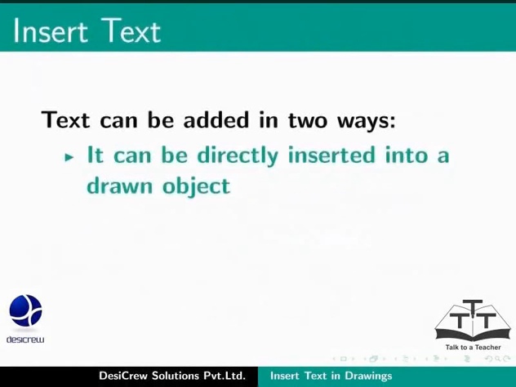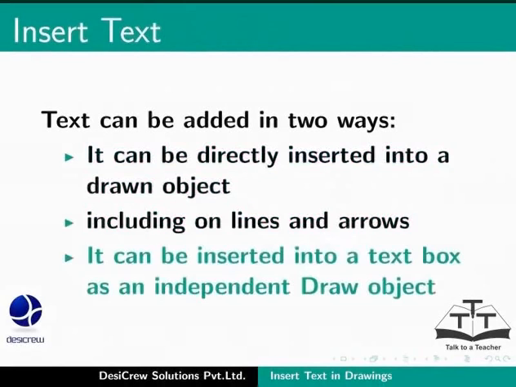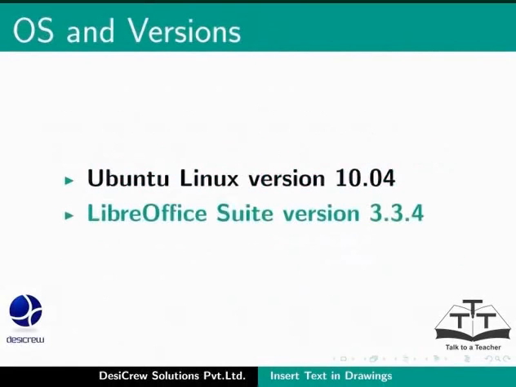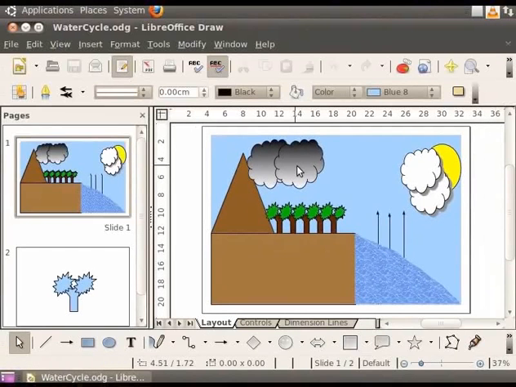Text can be added in two ways. It can be directly inserted into a drawn object, including on lines and arrows. It can be inserted into a text box as an independent draw object. Here we are using Ubuntu Linux version 10.04 and LibreOffice Suite version 3.3.4. Let us open the draw file watercycle and add some text to it.